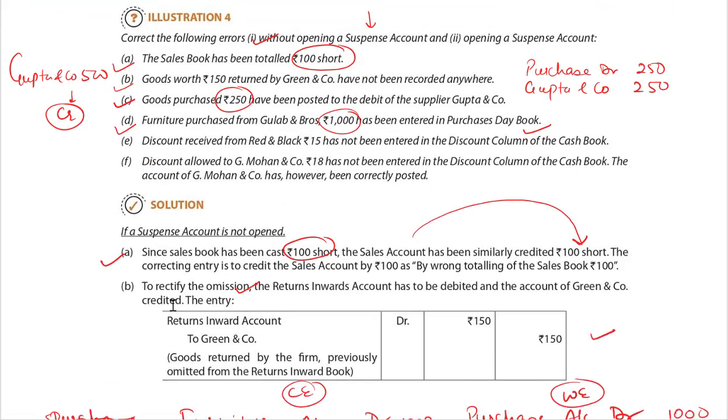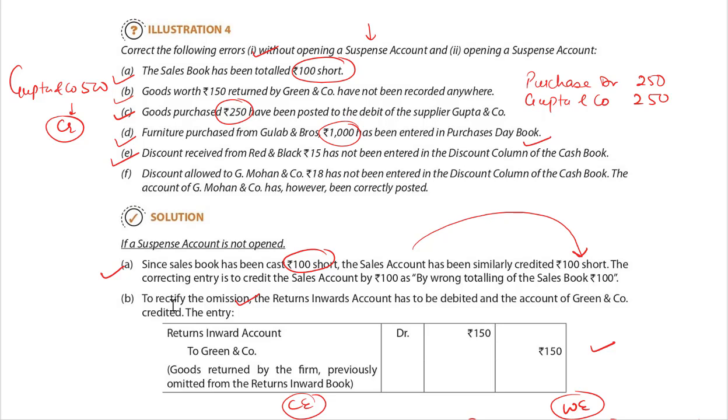Let us see point number E. Discount received from Red and Black 15 rupees. Discount received, so it is an income, should be credited. It has not been entered in the discount column of the cash book. What will we do in that case? We will now record it into the discount column of the cash book. Red and Black account debited to discount received. What is the amount? 15.